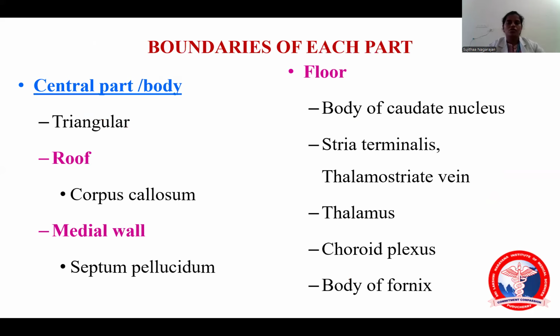Moving on to the boundaries of each part. Now, the central part or the body is triangular and it has got boundaries such as roof, medial wall, floor. Now, roof is formed by corpus callosum. Medial wall is formed by septum pellucidum, which we had seen in the previous slides. We saw the septum pellucidum was closing the cavity of the lateral ventricle. Then floor is formed by body of the caudate nucleus, stria terminalis, thalamostriate vein, thalamus, choroid plexus, body of the fornix.